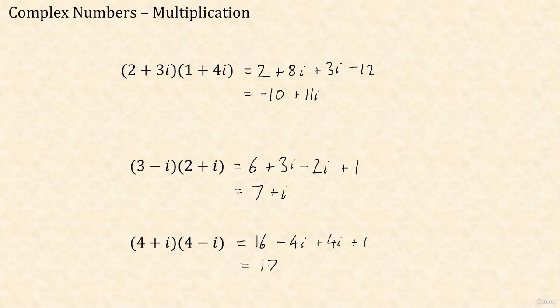So that's kind of cool because I found two complex numbers which multiply to 17. So that's nice, and that's actually a trick we're going to use later on. So try to remember that it is possible to multiply two complex numbers to get a real number.